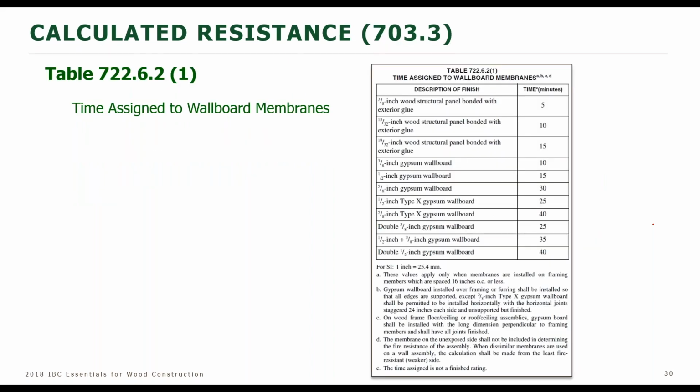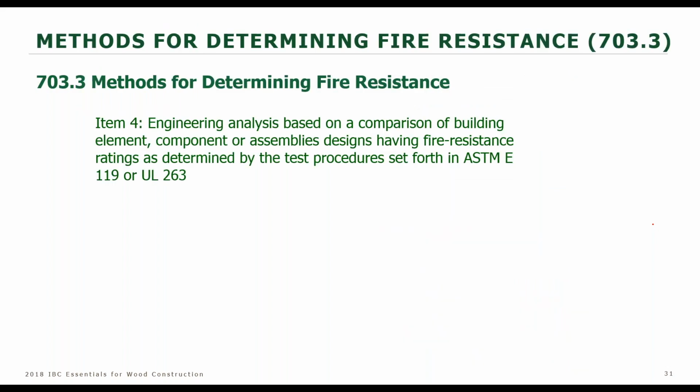In the code itself, you'll have tables such as 722.621, which would allow you to establish a 1-hour fire resistance rated wall, for instance, or floor, simply knowing the elements, the sizing, the spacing of the structural members, the thickness of the gypsum, and so forth. And you can easily establish a 1-hour element. If you need a 2-hour element, you can go to the NDS and use a method in Chapter 16 there.